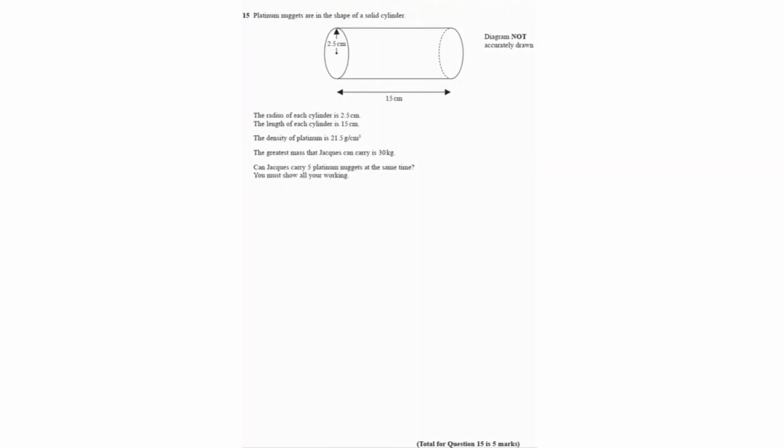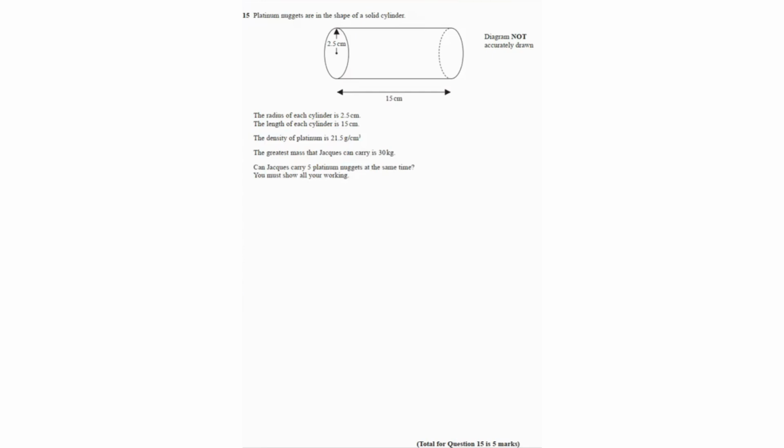Then another type of question you can get is for density. It says that platinum nuggets are in the shape of a solid cylinder. The radius of each cylinder is 2.5 centimeters. The length of each cylinder is 15 centimeters. The density of platinum is 21.5 grams per centimeter cube. The greatest mass that the trekker can carry is 30 kg. Can the trekker carry 5 platinum nuggets at the same time? You must show all your working.